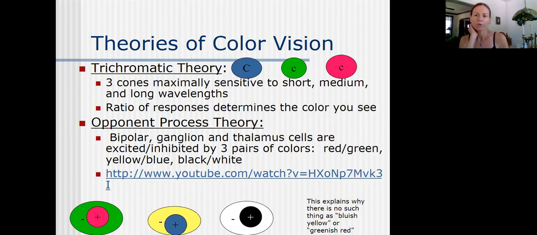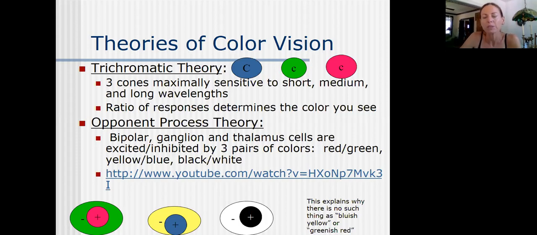Trichromatic theory is tri meaning 3 and chrome meaning cones. So trichromatic theory says that we have 3 different types of cones, each one maximally sensitive to either a short, a medium, or a long wavelength. Remember that a short wavelength looks blue to us, and a longer wavelength looks red to us. And so the medium wavelength looks greenish, okay? So the ratio of the responses of these 3 different cones determines what color you'll see. That's one theory as to how we see color, 3 different types of cones.